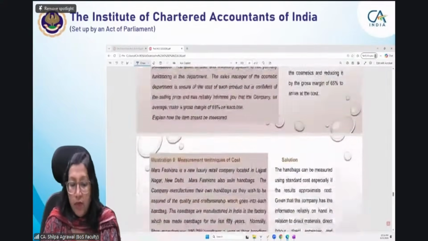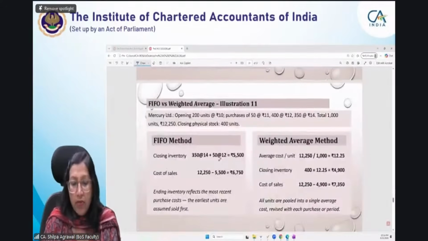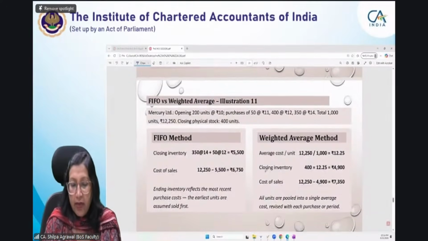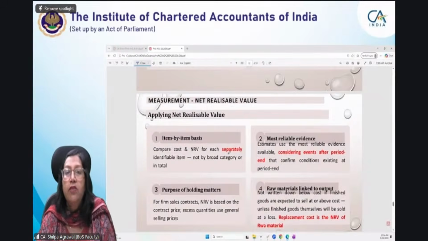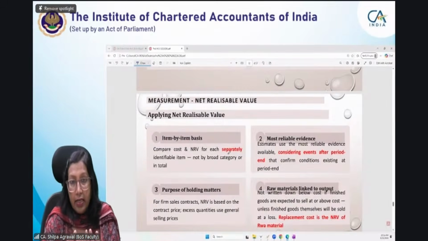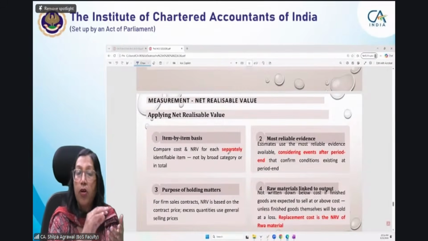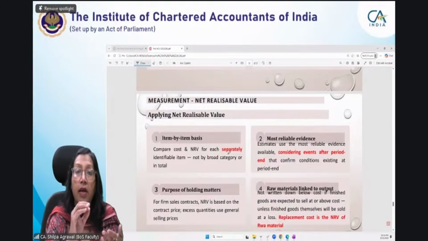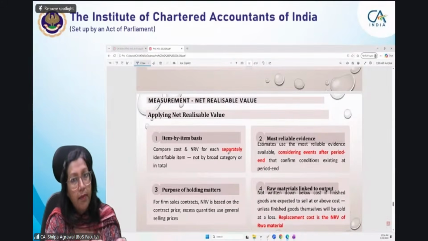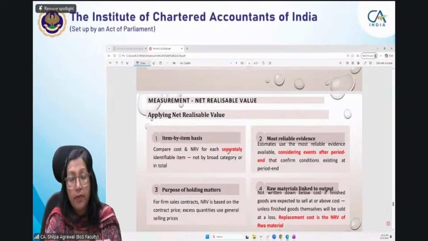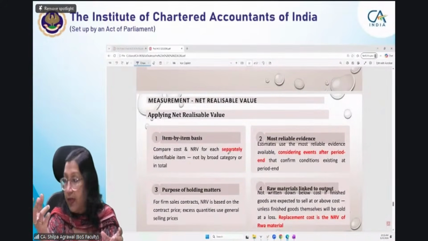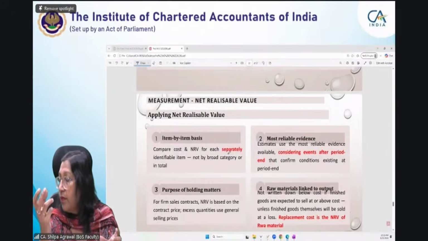So I'm moving on from this theory. We have already calculated FIFO and LIFO. And one more thing, now we come to the measurement of net realizable value. Right now, when we were talking about measurement techniques like standard cost or retail method, or FIFO method, weighted average method, specific identification method, they were all measurement techniques for the cost of the inventory.